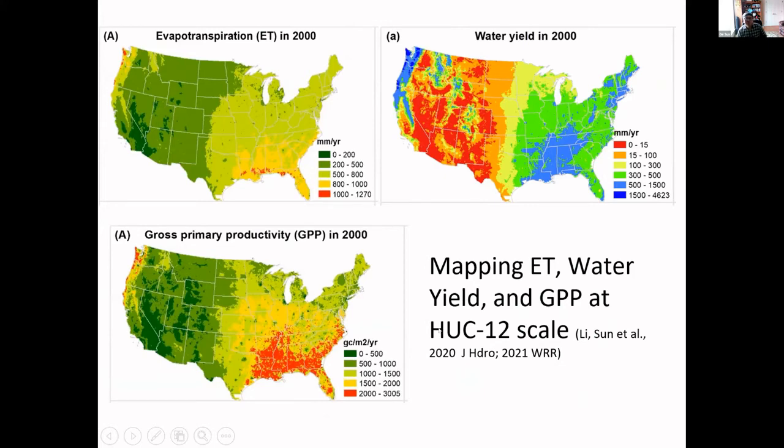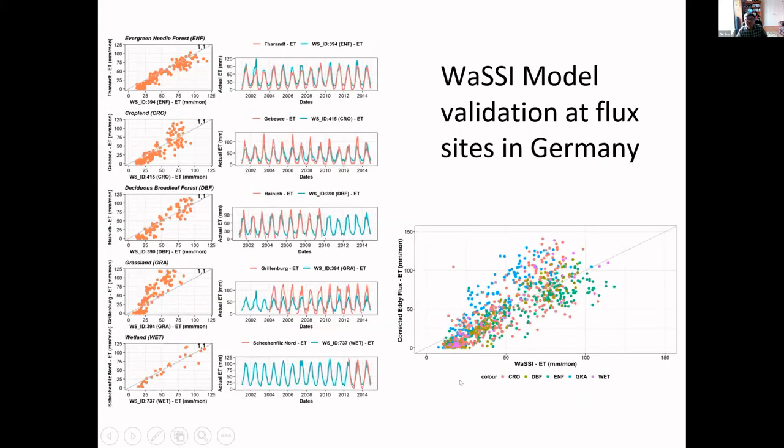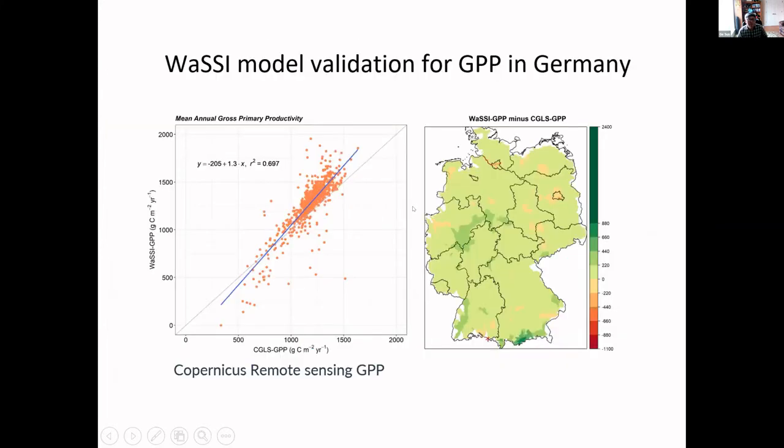We also tested this model just recently in the last few months in Germany, trying to quantify the GPP for entire Germany. We tested the model with this Ediflex data for ET. Some sites are doing pretty well, even with this global ET model. Also, we checked with the GPP numbers. They were reasonably good, but we found some issues like winter measurement of ET.